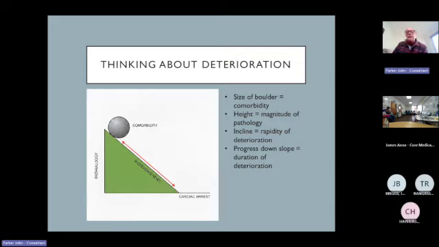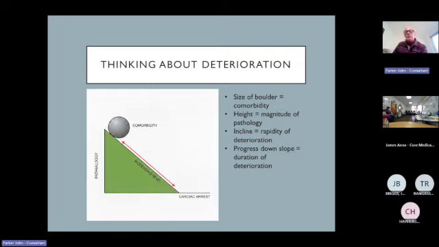So the slope that the boulder rolls down could be very abrupt. For example, a ruptured aneurysm, stroke, or pulmonary embolus will obviously be very abrupt and very steep, whereas a chest infection or bowel obstruction or something like that will be much more gradual, but will be progressive.